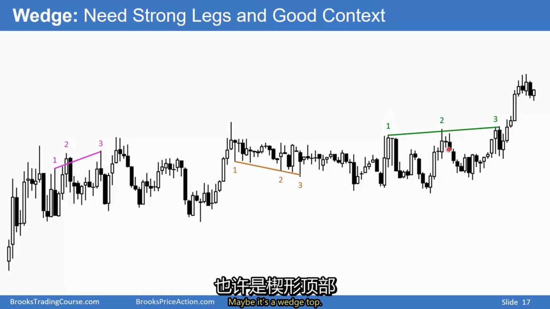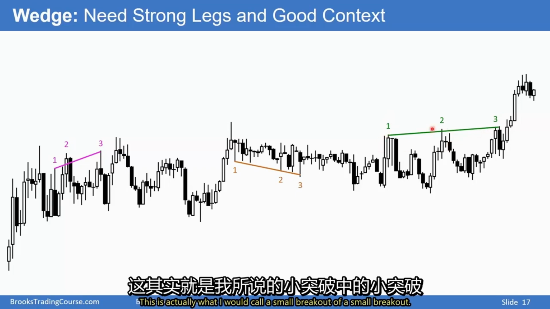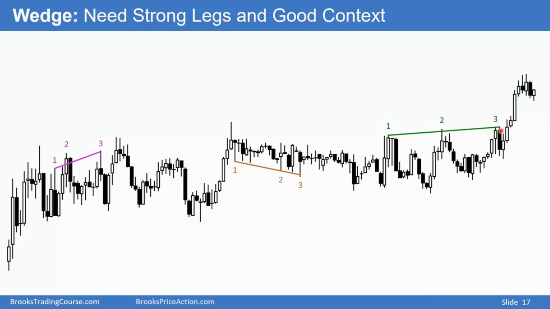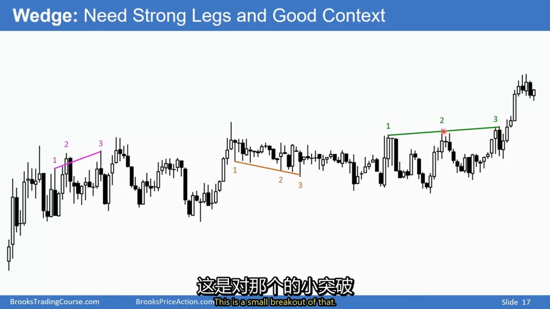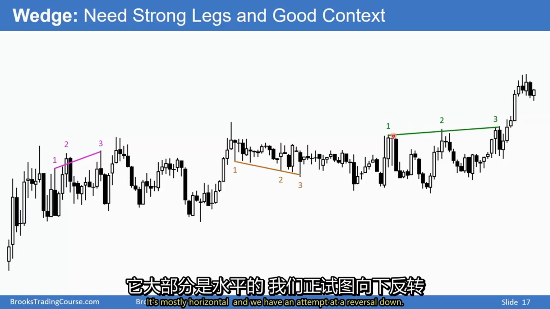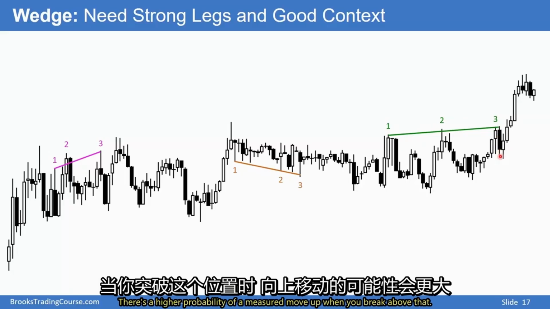3 pushes up, maybe it's a wedge top. This is actually what I would call a small breakout of a small breakout. Here's a small breakout of this. This is a small breakout of that. It's mostly horizontal, and we have an attempt at a reversal down. There's a higher probability of a measured move up when you break above that.